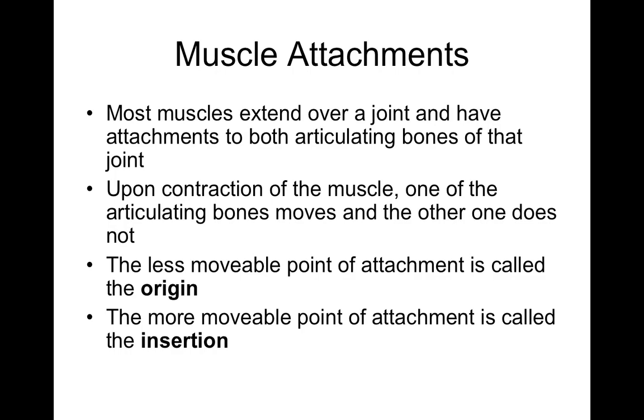The immovable part is the one that didn't move, right? Or the origin is the one that didn't move. So the spine of your scapula, the acromion, and clavicle will be the origin. That's the part that didn't move when I contracted that muscle. If that makes sense, right?